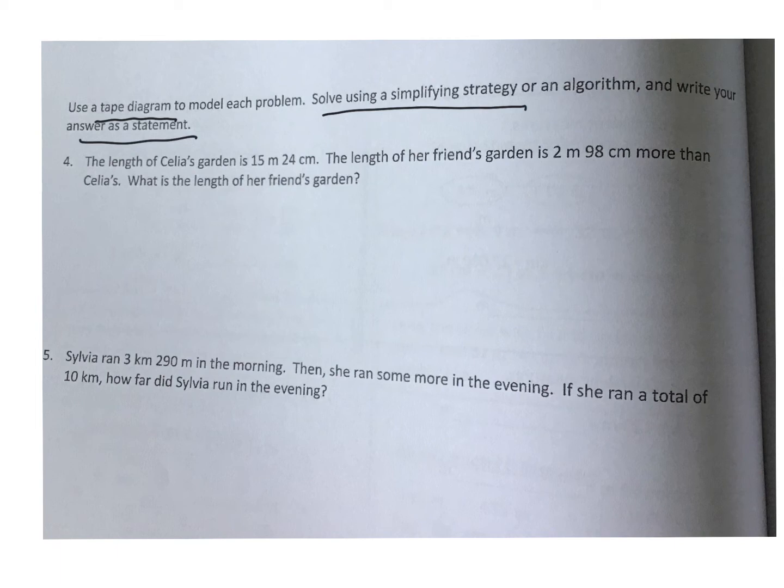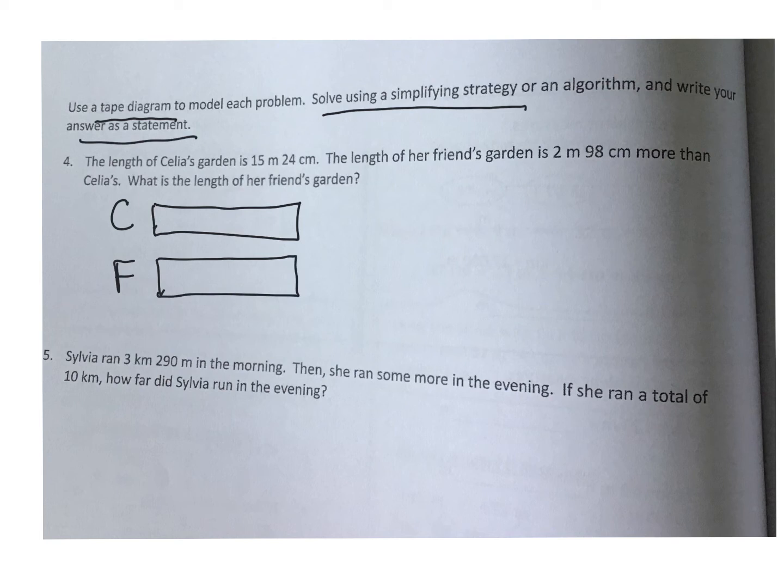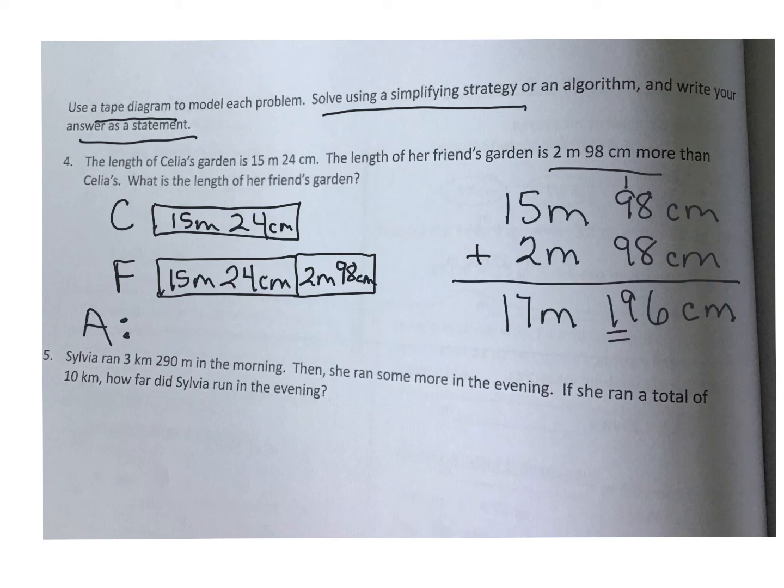So first let's draw Celia's. So I'm going to put a C. We know that her garden is this long. And we know that her friend's garden, we'll put an F for friend, is the same amount. And then it's this much more, okay? So let me fill this in and write your equation, and then we'll come back and we'll write our answer statement together. Okay, after we add that together, we see that the friend's garden is 17 meters, 196 centimeters.